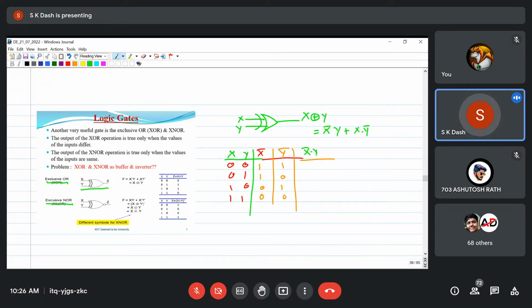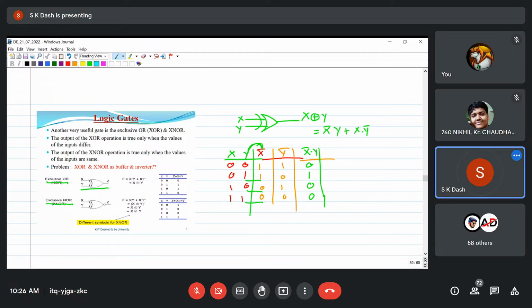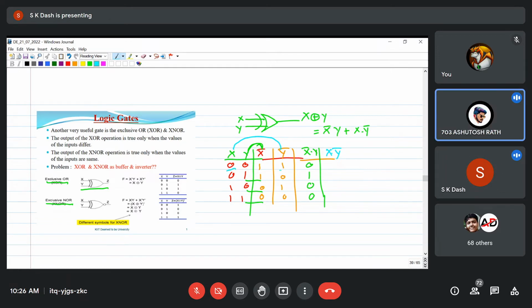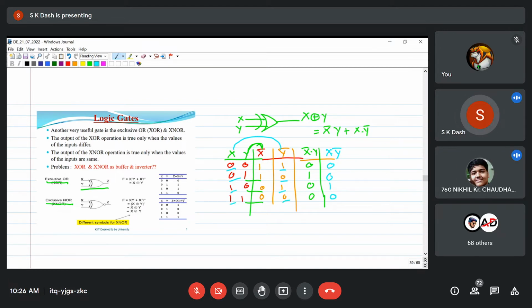Next, x bar dot y means this dot this: 0 dot 1 is 0, 1 dot 1 is 1, 1 dot 0 is 0, 0 dot 0 is 0. Next, x dot y bar means this and this column, first and fourth column: 0 0 1 0, 1 0 0 0, 0 0 1 1, 1 1 0 0.